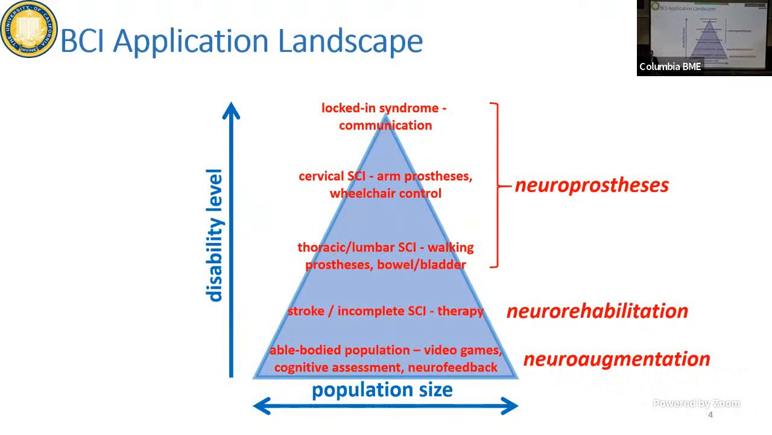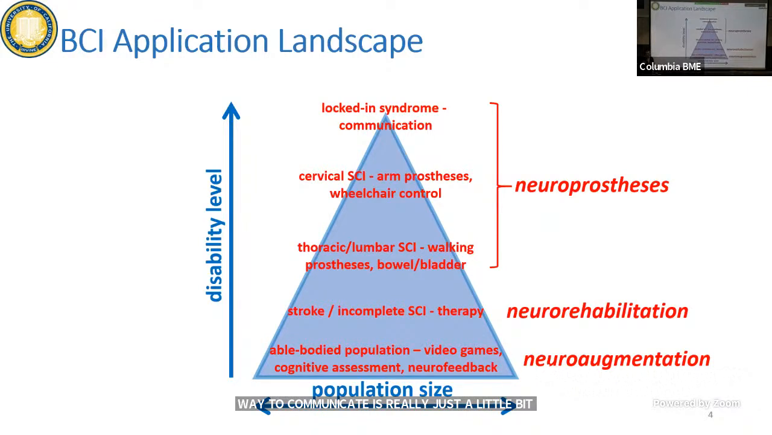So here's a little bit of an application landscape, an application pyramid, if you will. On the base, you have the population size, and then on the vertical axis, the level of impairment. At the very top of this pyramid, you have those who are most severely paralyzed due to conditions such as amyotrophic lateral sclerosis or various types of subcortical strokes, which can leave the affected individual in a locked-in state where literally you lose every connection to every other muscle in your body. At some point, the only way to communicate is really just a little bit of eye movement. And ultimately, even that goes away.